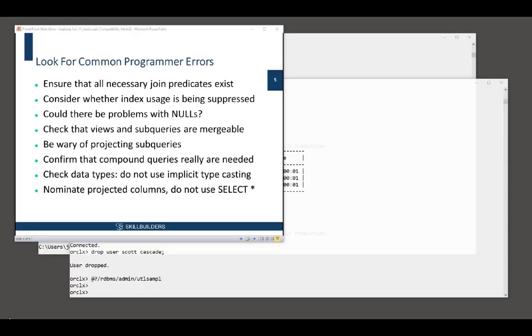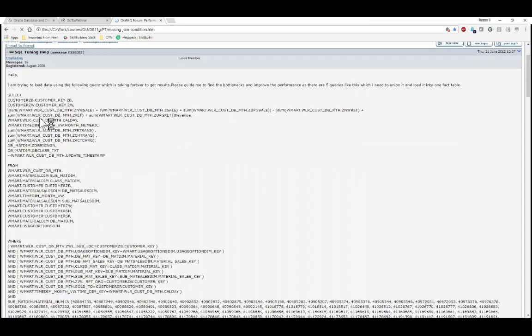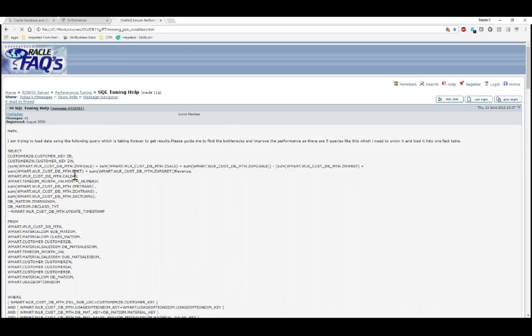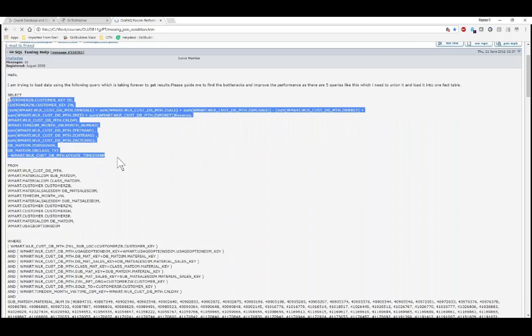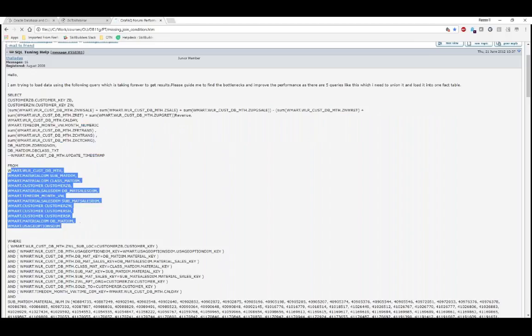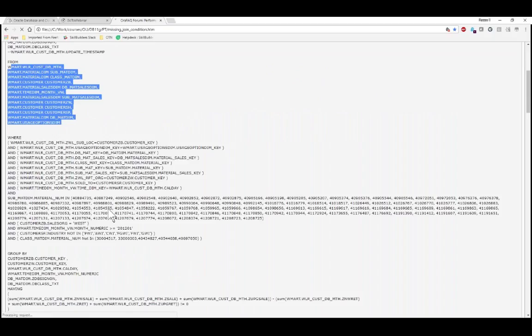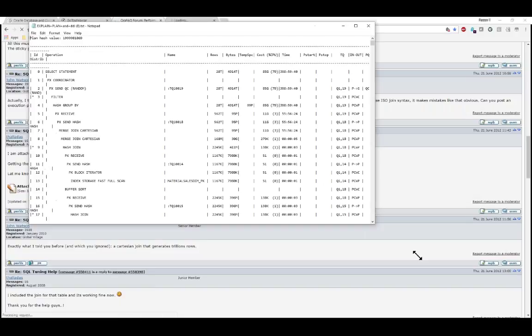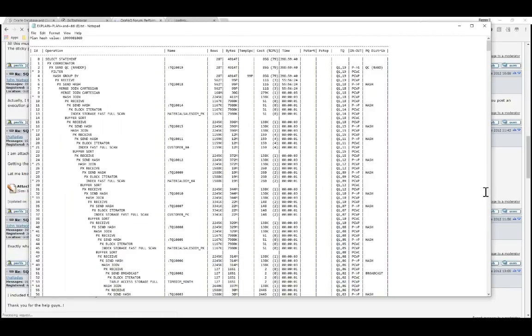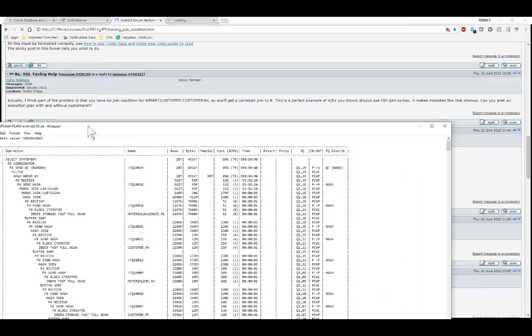There's an example I have here, this case here. This is a fairly popular Oracle website, Eurofac, one of the best ones on the planet. Here's this guy saying, I'm trying to load data using the following query, taking forever to get results. Projecting his columns from, he's not using ANSI syntax, never mind that. And then we look at the execution plan, which he provided later on. This is the execution plan for his statement that he is complaining takes forever to run.